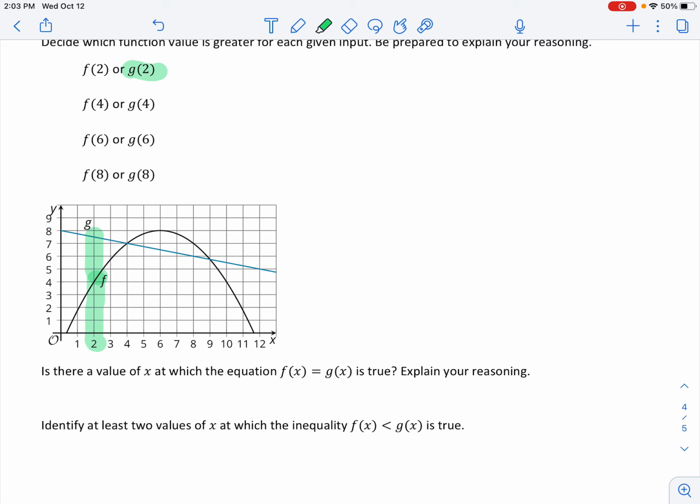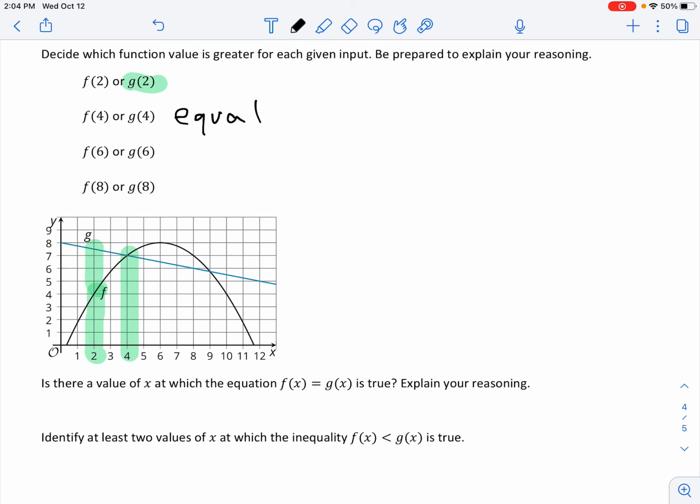And so if we do the same thing at 4, we can see when we hit the graph, they're actually the same. So neither one is greater, they are equal. So these are equal, so it's not possible to tell if one's greater than the other.